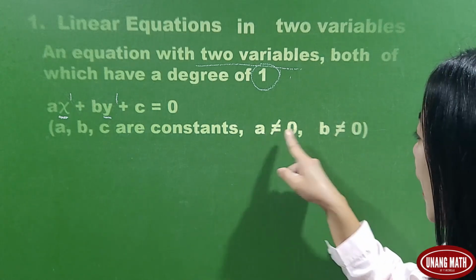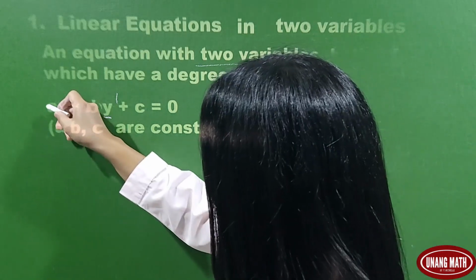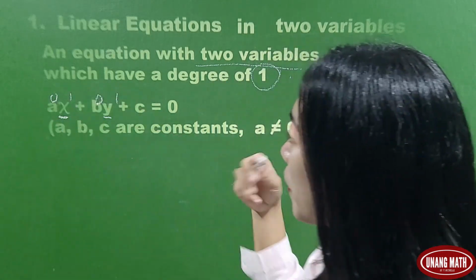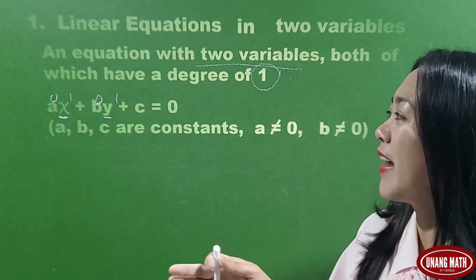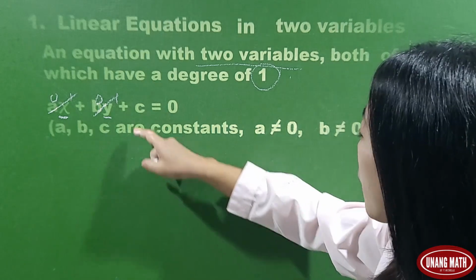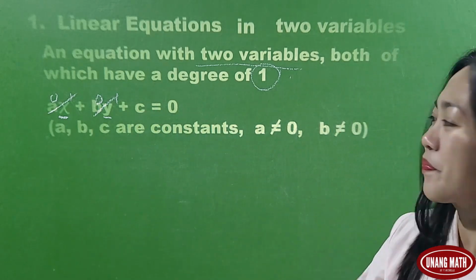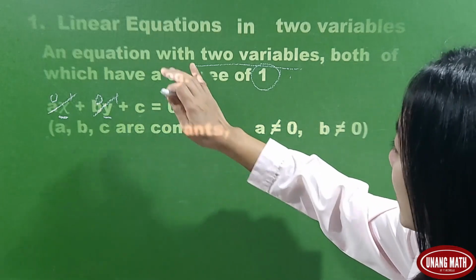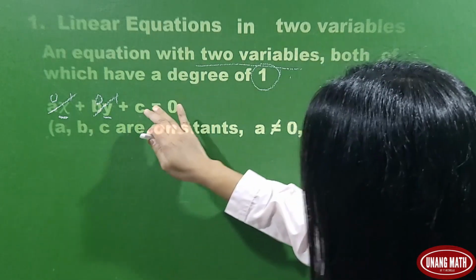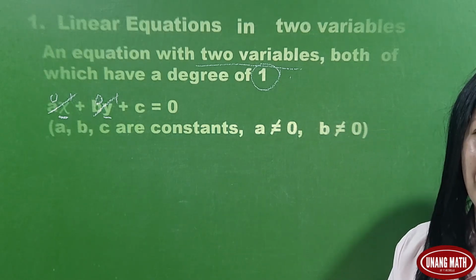Why should A and B not be equal to 0? If A and B are 0, then we know that any number multiplied by 0 is 0. So we only have C is equal to 0, and C is equal to 0 is not a linear equation in two variables. So A and B must not be equal to 0.